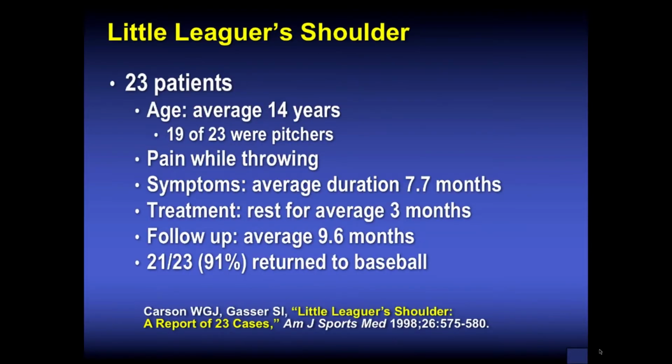Little leaguer's shoulder, in this series by Bill Carson. There were 23 patients in the Florida area. Average age was 14. 19 of the 23 were pitchers. They had pain while throwing. Usually they had pain for about 7 months before they were seen.